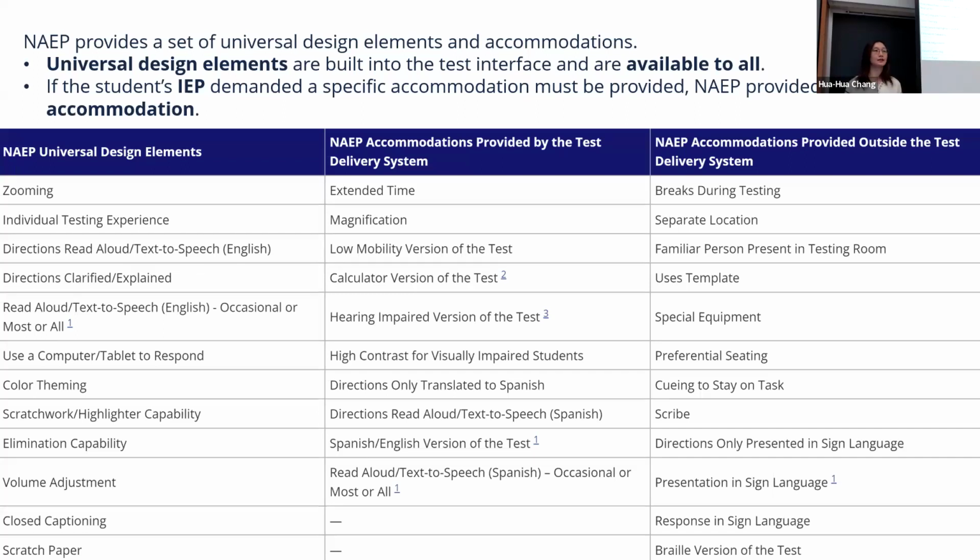Accommodations, on the other side, are things that are provided to a subgroup of students. So if a student's IEP demands that a specific accommodation must be provided, then NAEP tries to honor that accommodation whenever possible. For example, if the student's IEP says that whenever taking a test, the student needs extra time, then NAEP provides the extended time accommodation to the student. And there are some other kinds of accommodations as well.